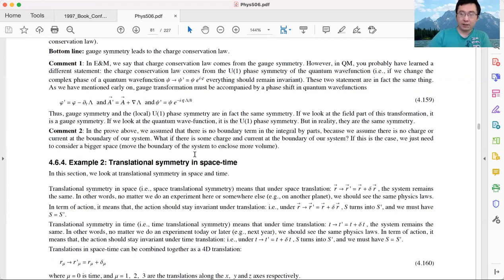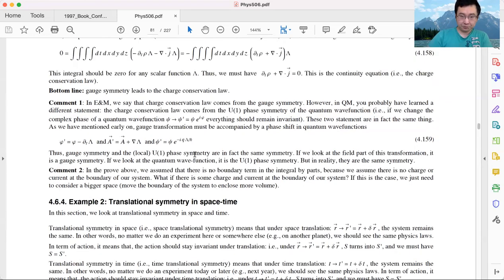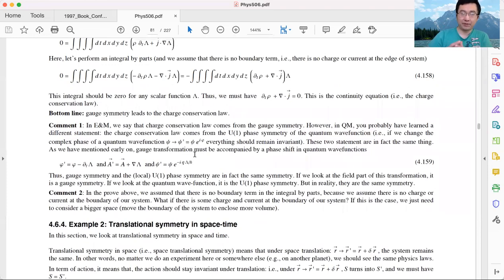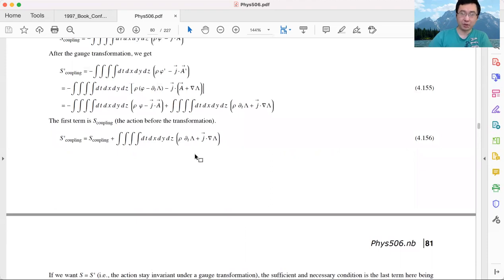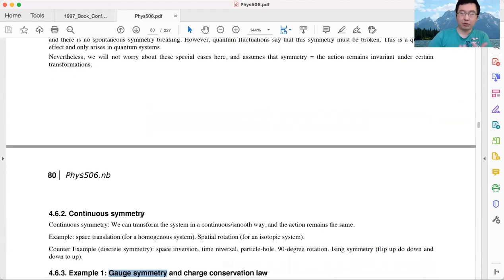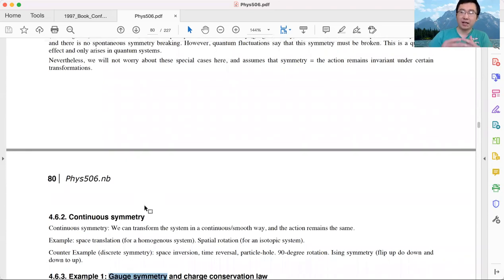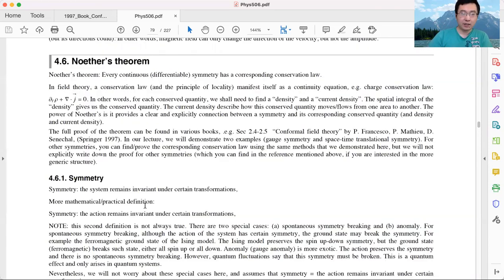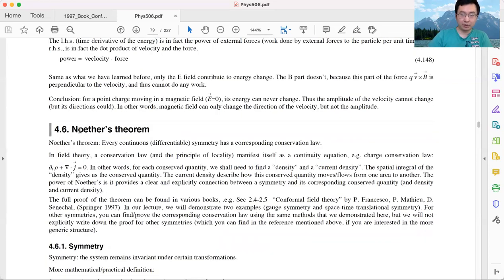In general, we can perform the same type of analysis for any continuous symmetry. For any continuous symmetry, we can repeat the same analysis, and we will find some corresponding conservation law, some corresponding continuity equation. This was pointed out by Noether, and this is known as Noether's theorem.